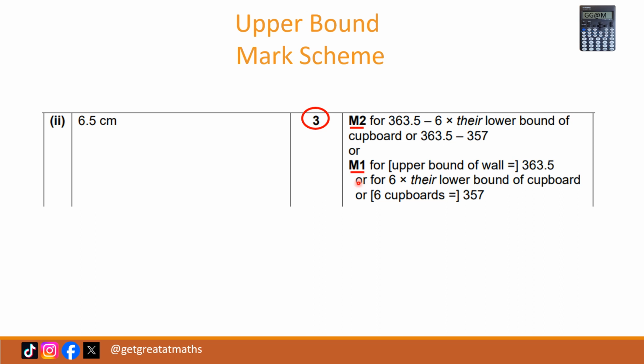And M1, the next method mark, is for just either working out the maximum length of the wall or 6 times your lower bound, so your bare lower bound of the cupboards. So make sure that you show your working out in order to get the maximum method marks, because if you just wrote down answers without showing where they're coming from, we can't award the mark for this word "their" there, if you haven't shown where the numbers are coming from.